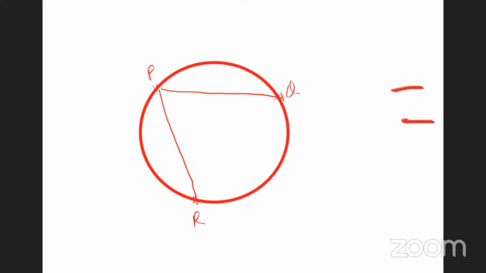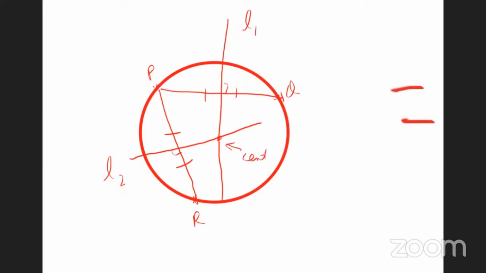And then, for each of those lines, they found the perpendicular bisector. So they found the perpendicular bisector here, and they found the perpendicular bisector here. My diagram is not drawn to scale. And then they solve those 2 equations, let's call them L1 and L2, simultaneously. And where they meet is the center.